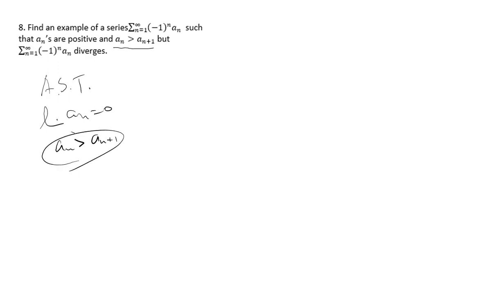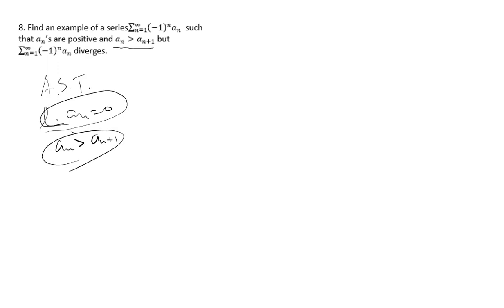Alright. Find an example of a series where you do have a decreasing function, but it diverges. Well, to be decreasing but still diverging, of the two conditions for the alternating series test, limit of a_n going to 0 and then a_n bigger than a_(n+1), this one's okay, but this is not yet okay, so this one should be violated.